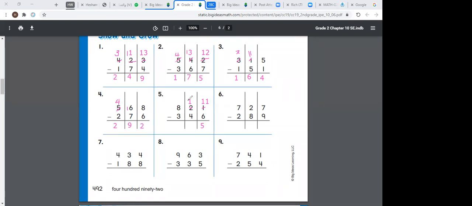Can't be. So 1 will go to 8 and say, please borrow me 1. 8 becomes 7. Excellent. And 1 will be what number? 11. Very good. Now 11 minus 4 equals 7. Super. Now let's write here 7.